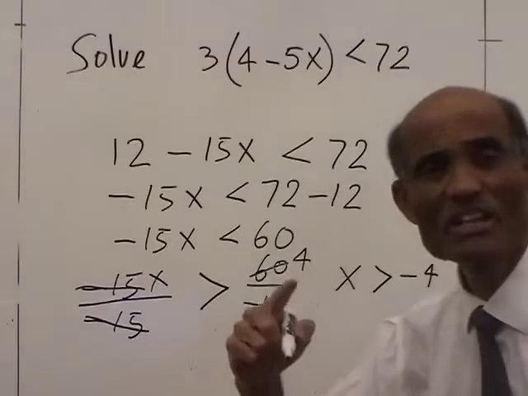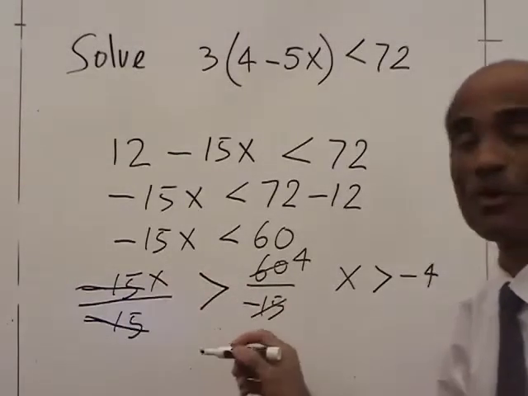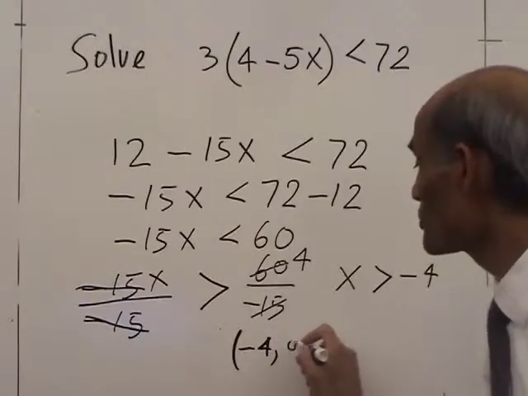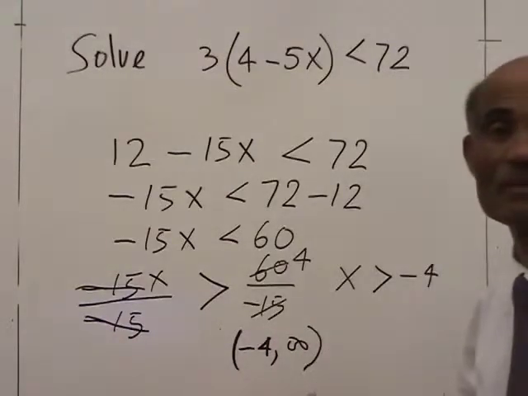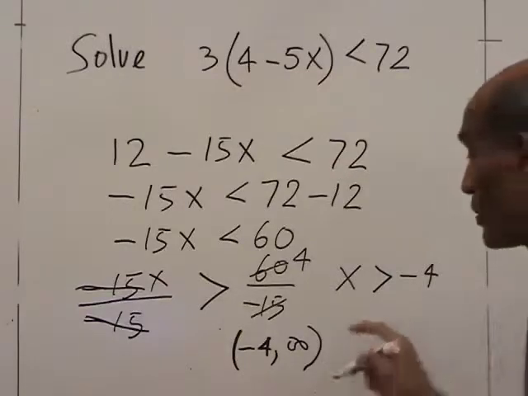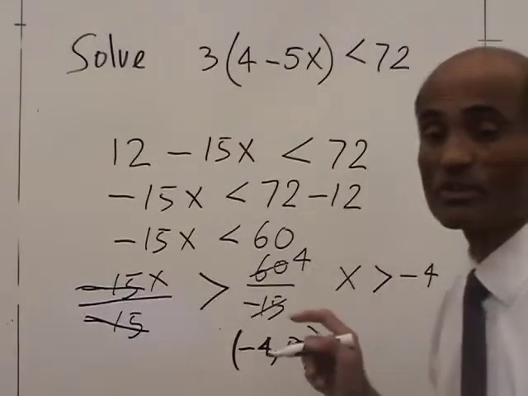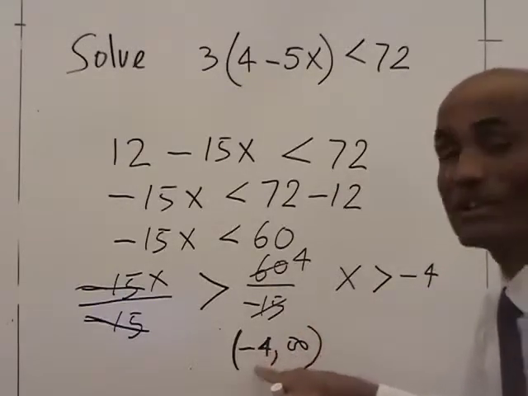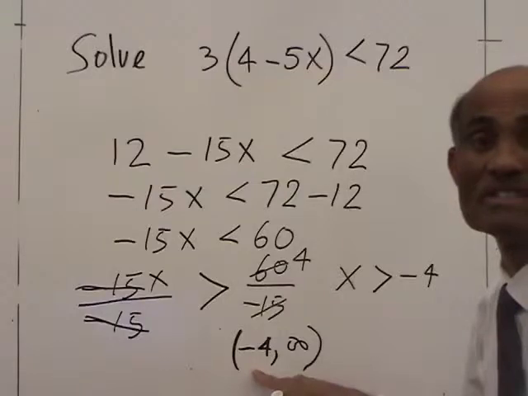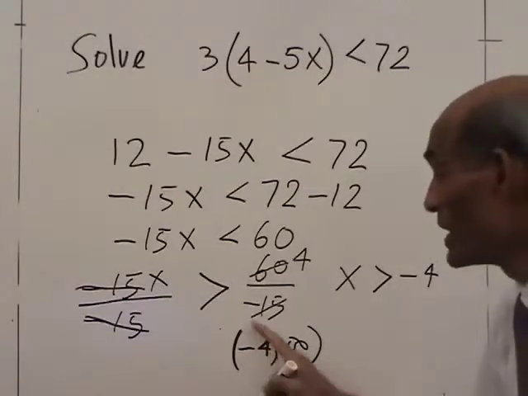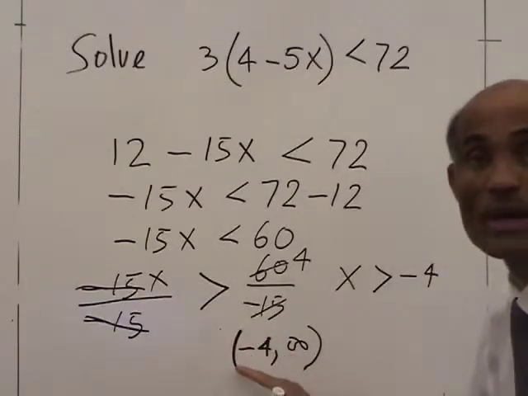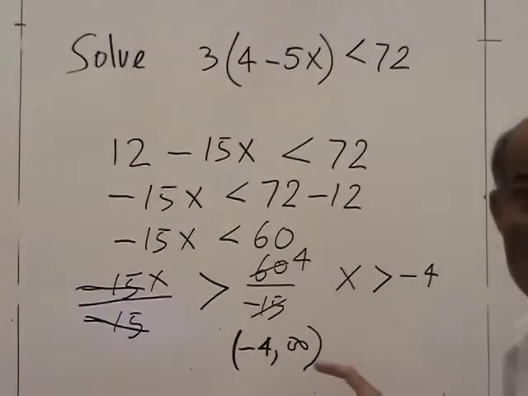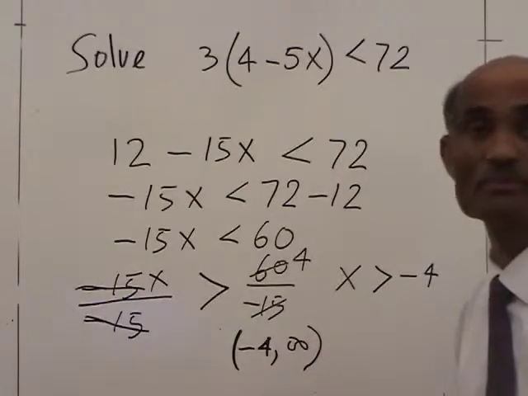How do you write that as an interval? As an interval, it will be negative 4 to infinity. Alright? So the solution is x greater than negative 4, which in interval notation is negative 4 to infinity. Negative 4 is not included, so a parenthesis. There's no equal sign there. Alright? Practice all those skills, very important.